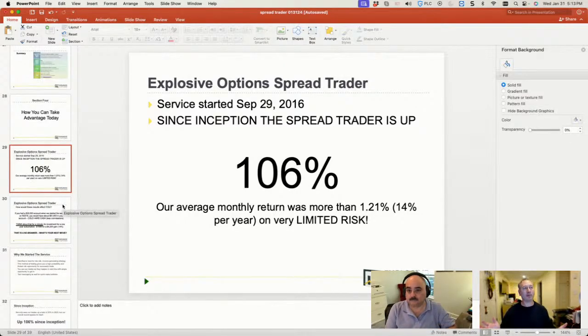So we started the service in September of 2016. So it's been a little over 7 years. Since inception, the Spread Trader is up 106%. Okay, so that's an average monthly return of about 1.2%. Doesn't sound like a lot, does it?